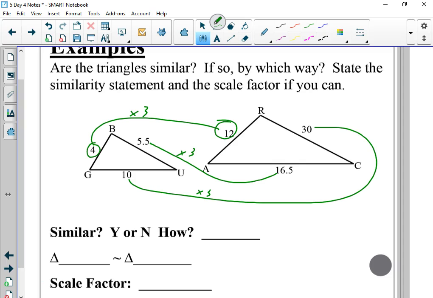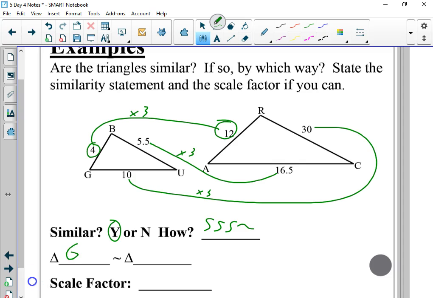GB and AR are matching sides, corresponding sides. But BU corresponds down to AC. We have to flip it around. So it is yes by SSS similarity. Okay? But what you've got to be careful about here is how we make the statement.